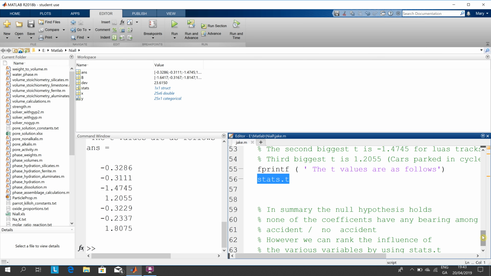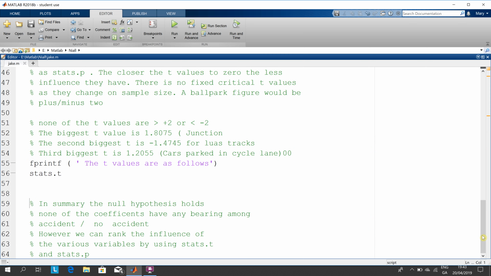Let me blow that up again here on the right-hand side. So finally, in summary, none of the coefficients, that's none of the six questionnaires, and the first variable would be the constant, have any bearing or influence on whether there's an accident or not an accident. But we ran the maths, and using stats.t, we can work out the relative influence that those six X's have on the likelihood of an accident or no accident.